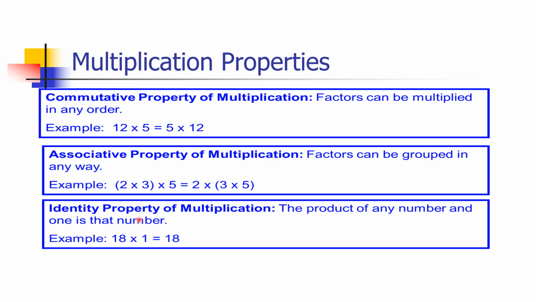Then we have the identity property of multiplication. The product of any number and 1 is that number. So 18 times 1 is equal to 18. That means any number multiplied by 1 is the number itself. That's the identity property of multiplication.